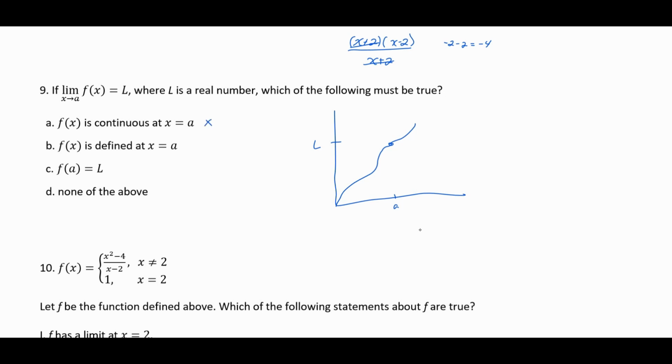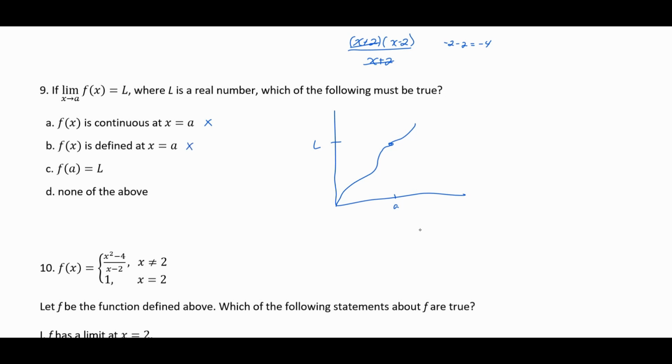All right, and now we want to look at this option B. F of x is defined at x equal A. Well, we don't know it's defined anywhere. We don't know it's defined here. We don't know if it's defined at this point. We don't know if it's defined down here. We just don't know that information from what was given. So we don't know that that must be true.